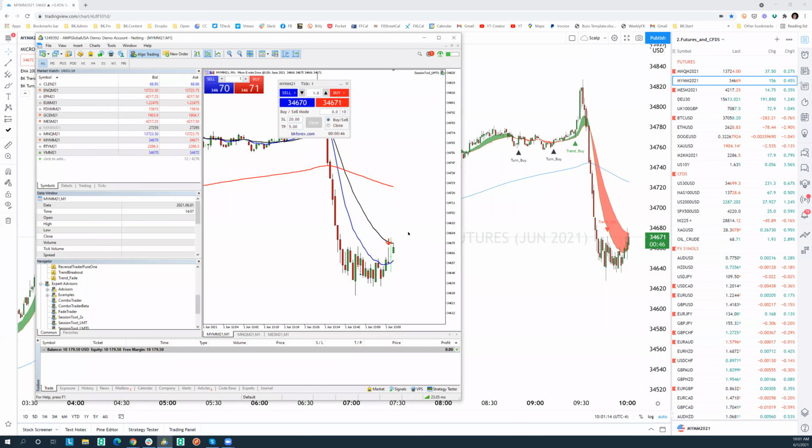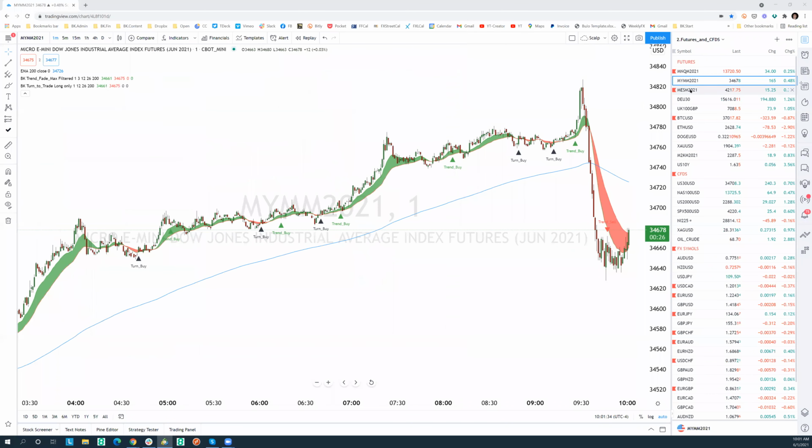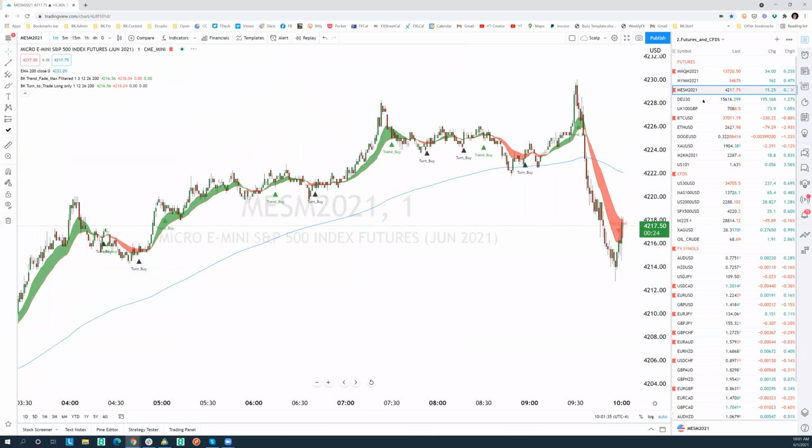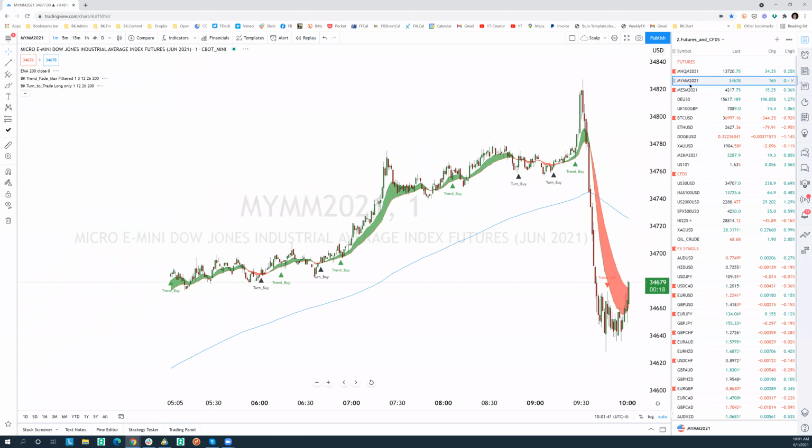But the cool thing is, if you think about this, you're buying low in what is effectively a longer term uptrend, right? Let's see if it plays out. Let me just see what the S&P is doing. S&P is also fooling around with this thing, just tickling it, but not really playing with it.